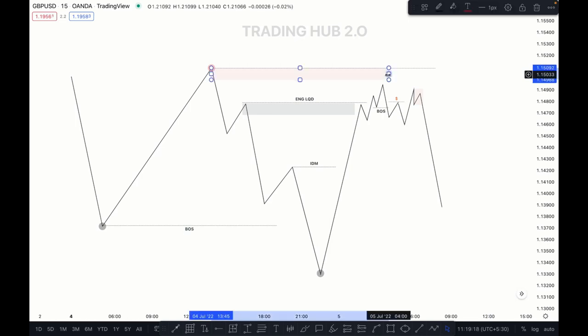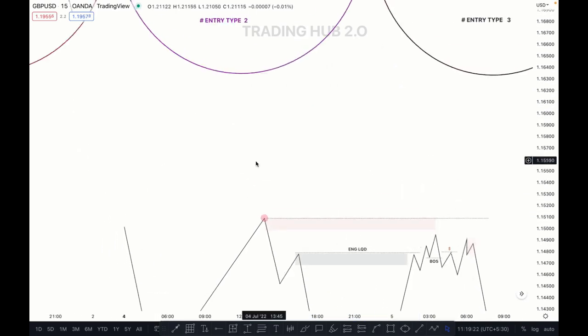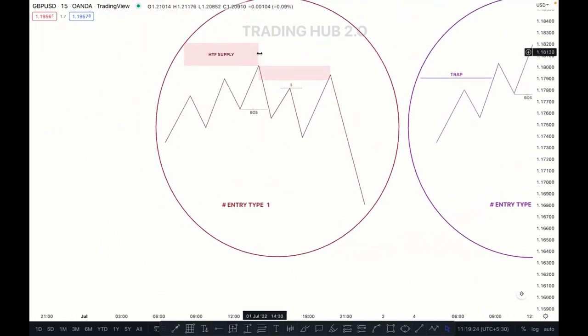Remember one thing: when the market mitigates this zone, then you have to apply entry type 1, because in this case the market mitigates, breaks the structure, takes out the inducement, and we can sell directly here. This is when the market mitigates the supply or demand zone, correct?